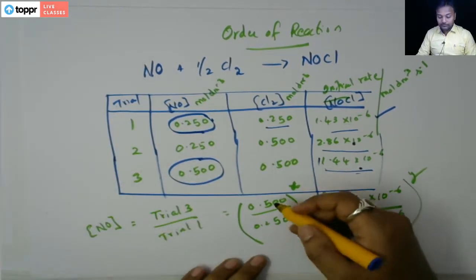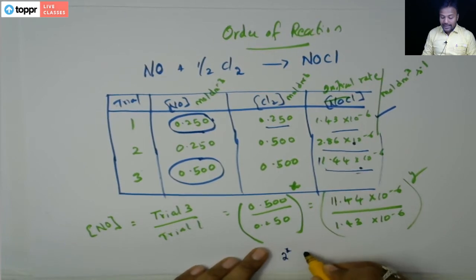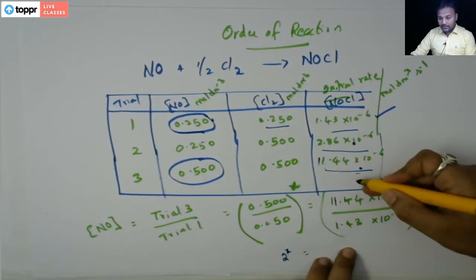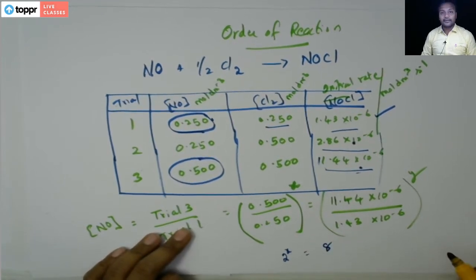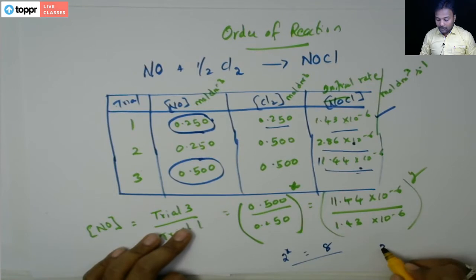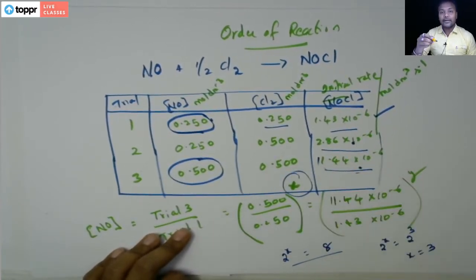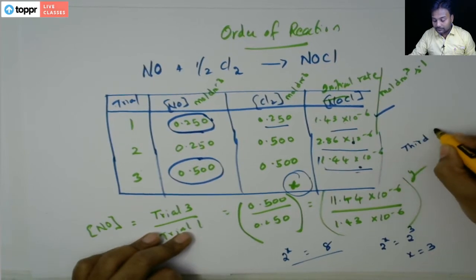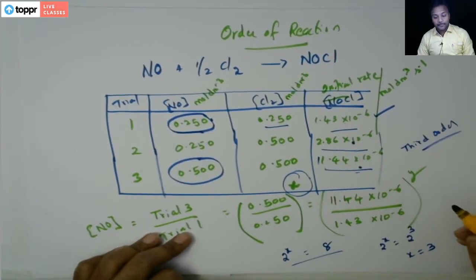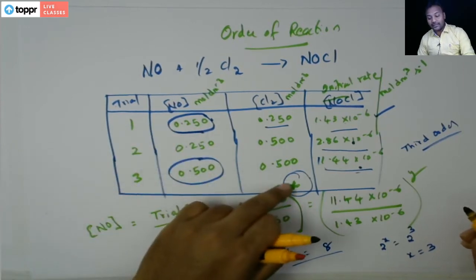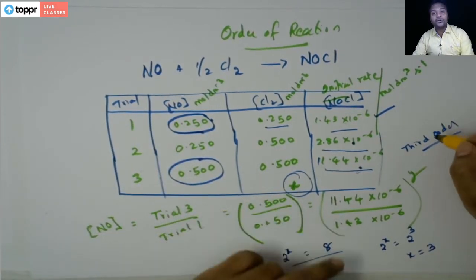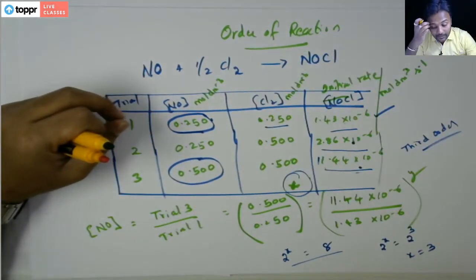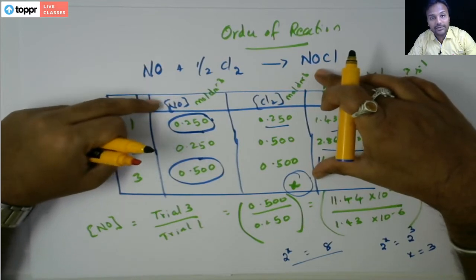Now what is happening? This is 2 power x, which is 1.43. This by this gives you 8. Now make the bases equal. 2 power x is 2 power 3. When the bases are equal, then exponents x equals 3. Means the rate of the reaction is third order. If I'm doubling the concentration, the rate is increased by 8 times. This is third order kinetics. That means the rate of the reaction on nitric oxide is third order.